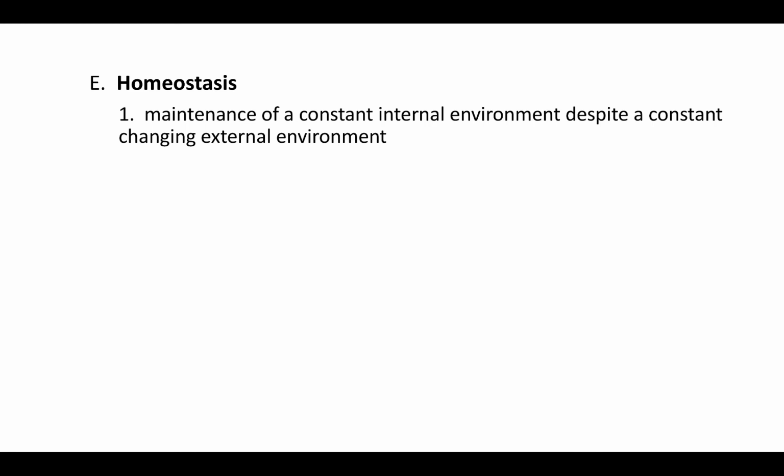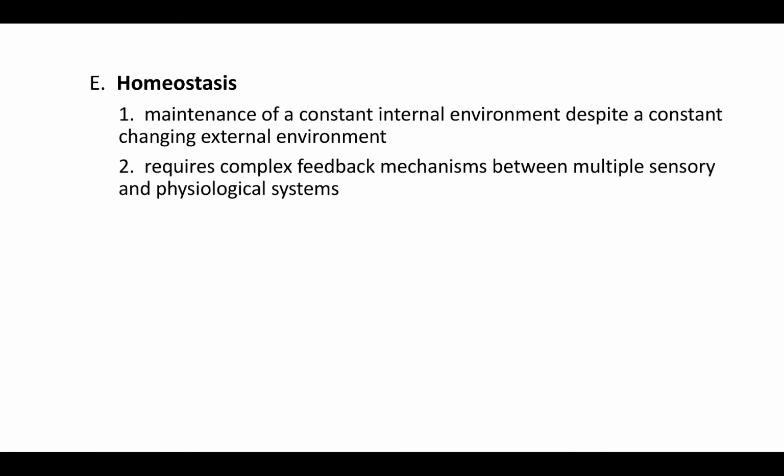So when you're exercising out on a hot day, you begin to sweat. That sweat carries heat away with it as it evaporates. We call it evaporative cooling. So it'll bring your body temperature back down to normal levels to maintain that normal, constant 98.6 temperature. So those are some homeostatic mechanisms that are in place. It does require complex feedback mechanisms between multiple sensory and physiological systems.